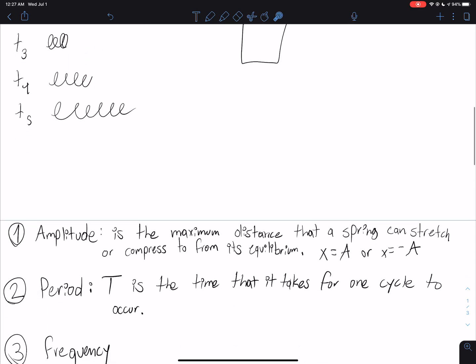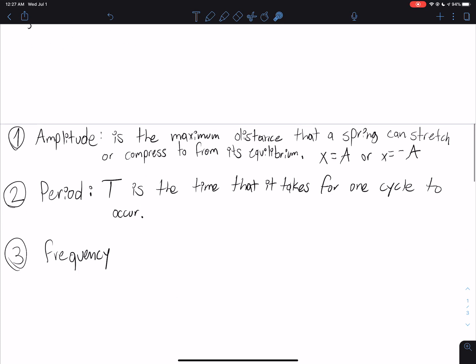For example, if I ask you what is the period of the second hand on a clock, if we say the second hand starts when it's pointing at the 12, then we say it takes 60 seconds for it to do one whole cycle, to go around the whole thing and back to where it started. Does that make sense?